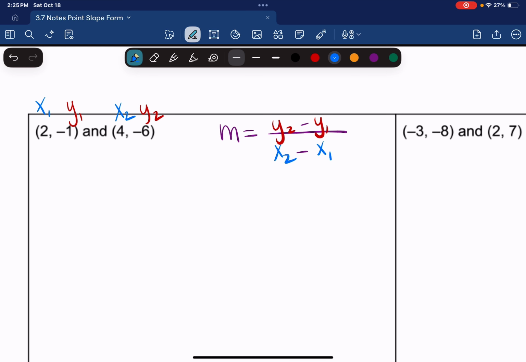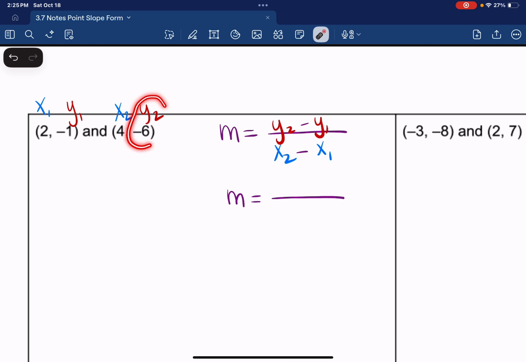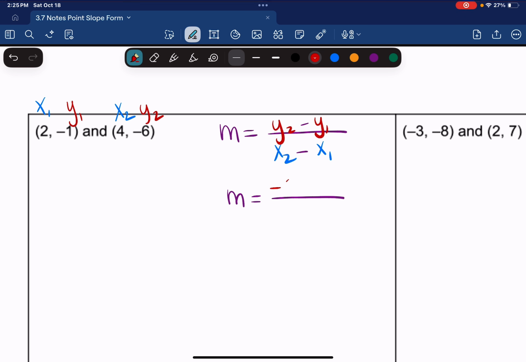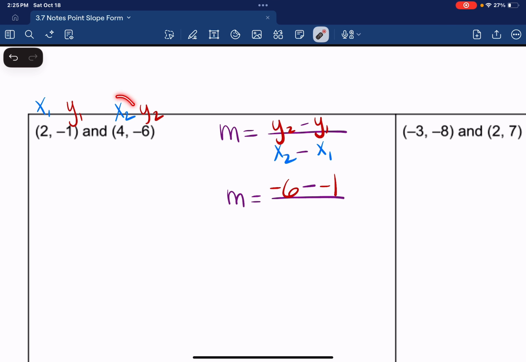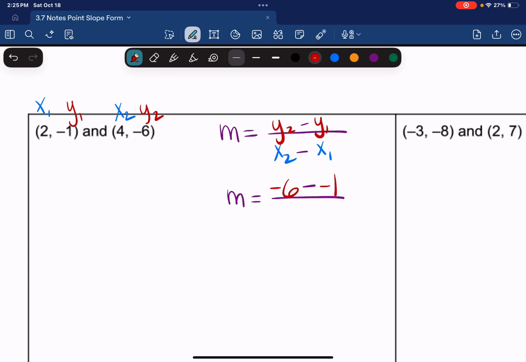So let's sub in our values. Our slope, m, is going to be equal to, and I'm going to take my y values and subtract them, -6 minus -1. That's our numerator. And then our denominator is x2 minus x1, so 4 minus 2.